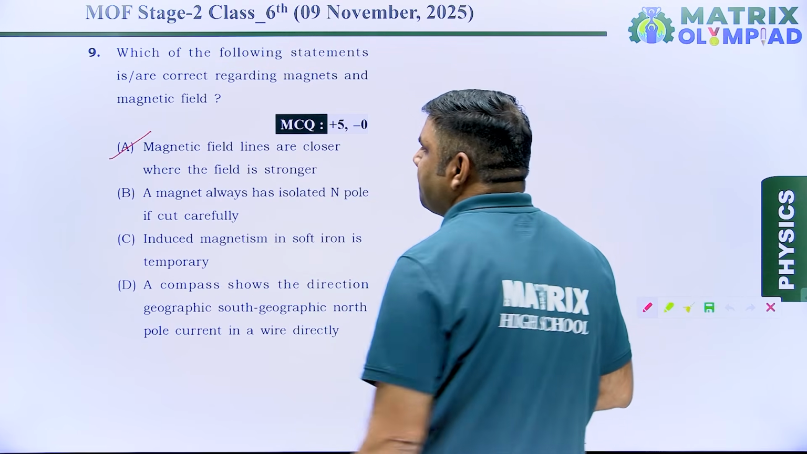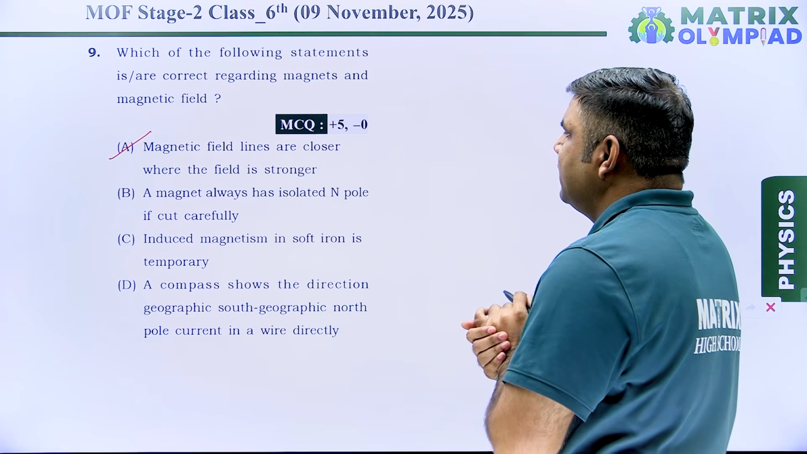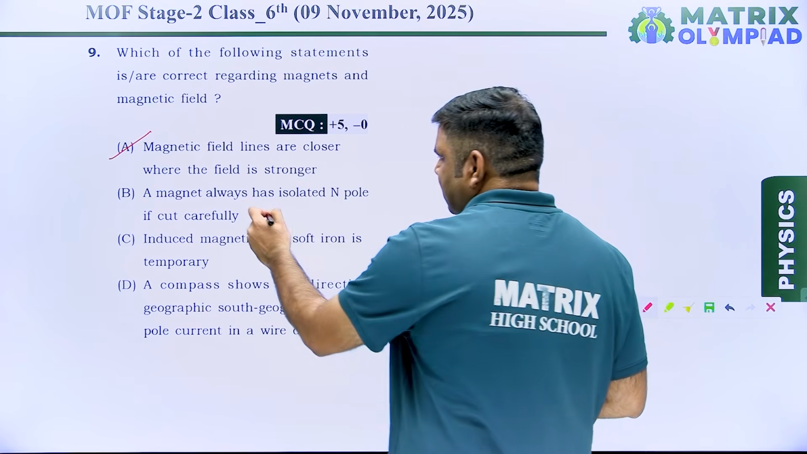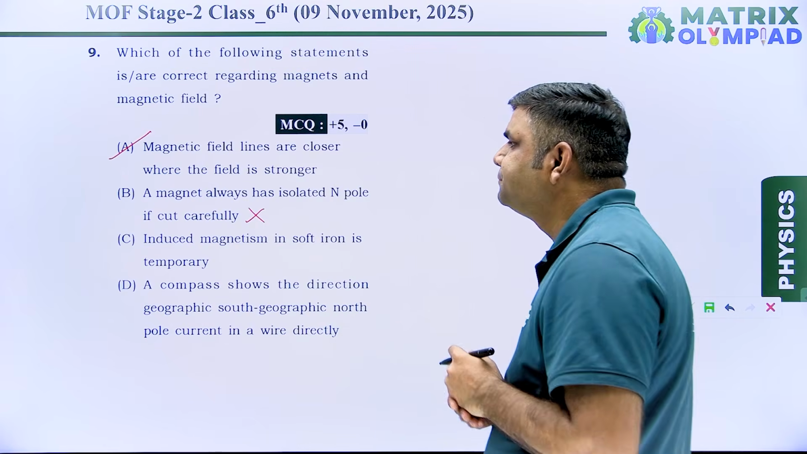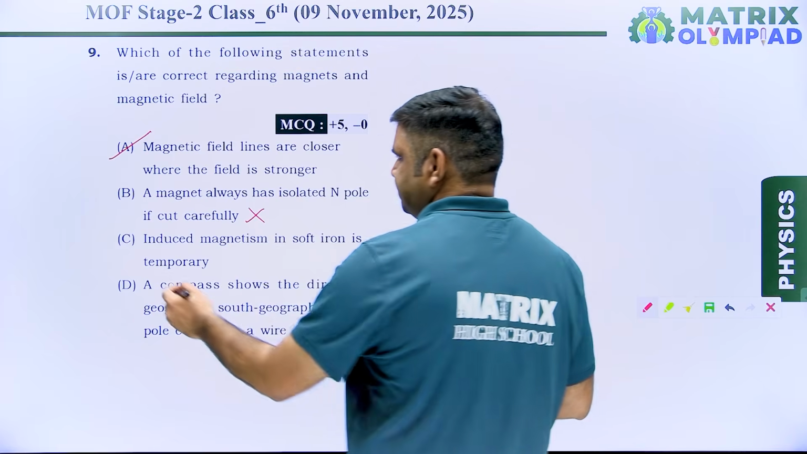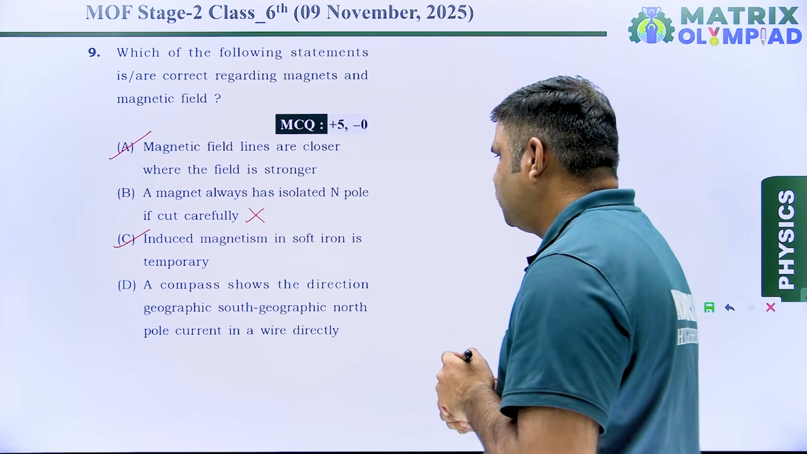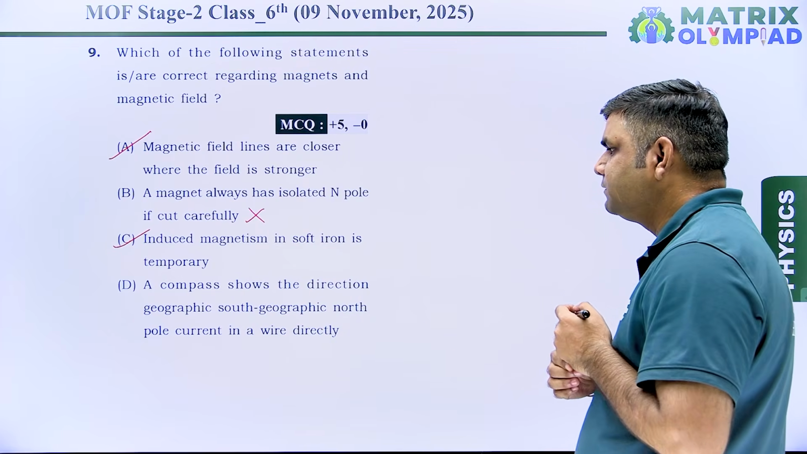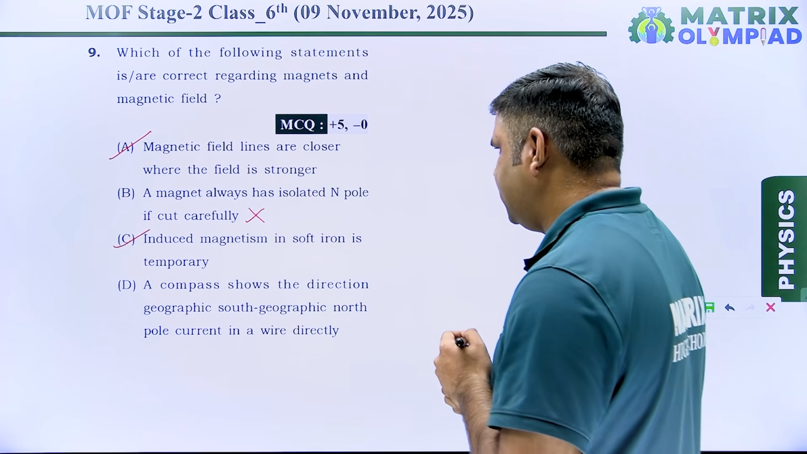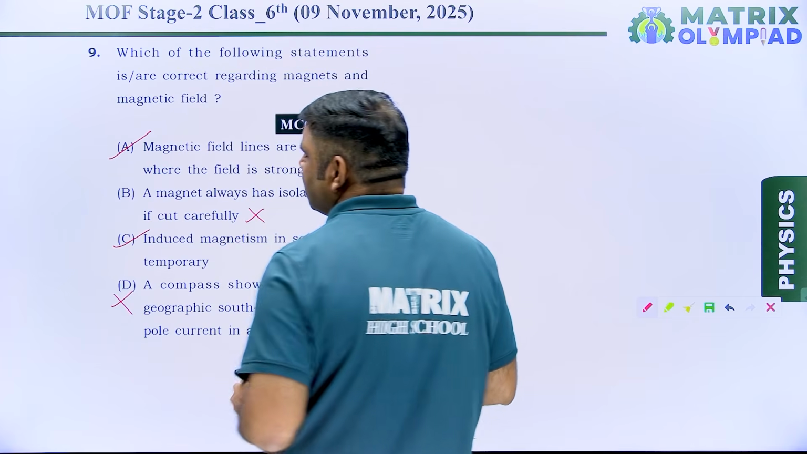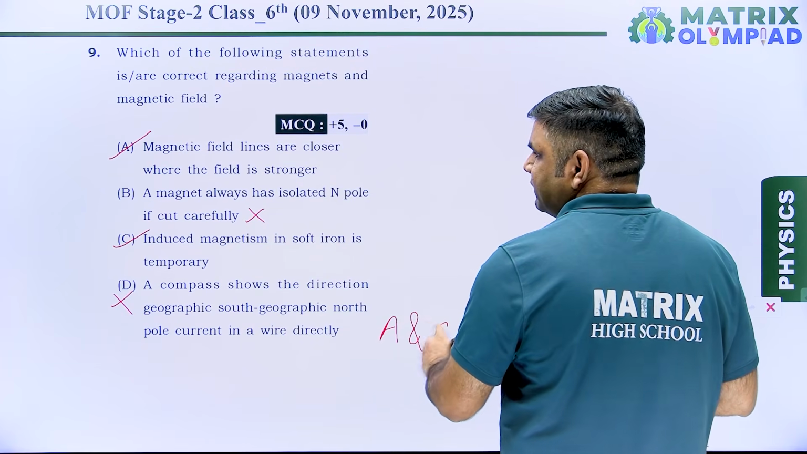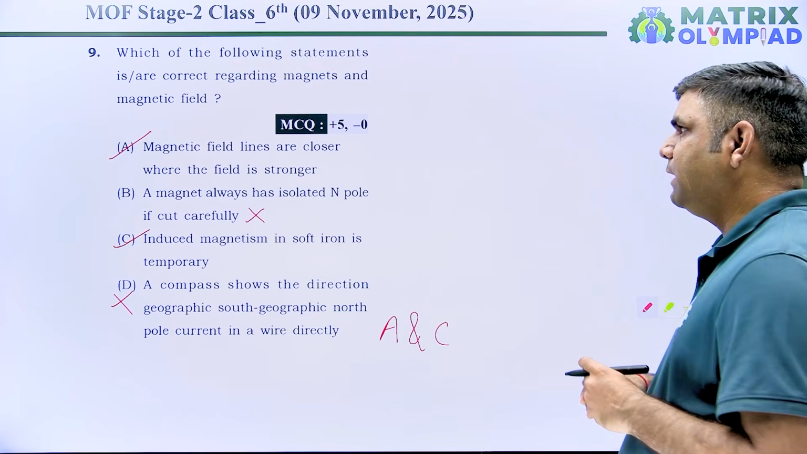Yes, it can be. A magnet always has an isolated north pole if it is cut carefully. No, a single pole cannot exist in a magnet. Induced magnetism in soft iron is temporary. Yes. A compass shows the direction of geographic south and geographic north. A current in a wire directly... No, this is wrong. So we have the correct options, that is A and C, for question number 9.